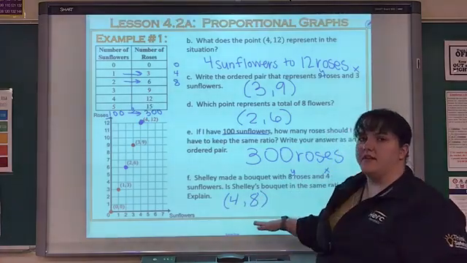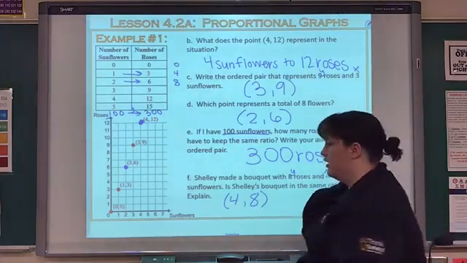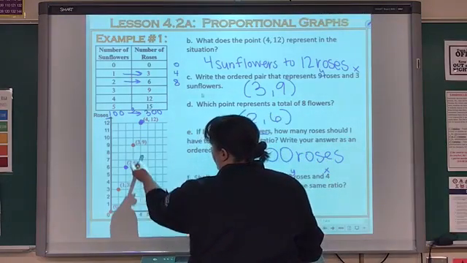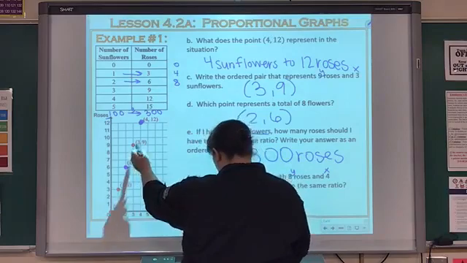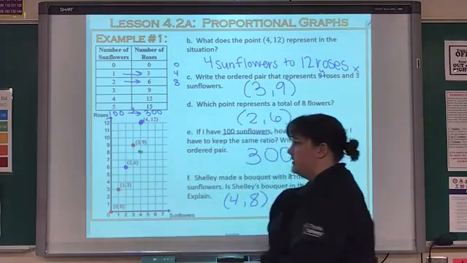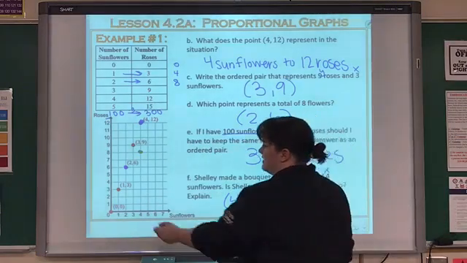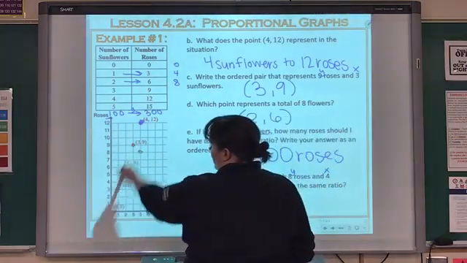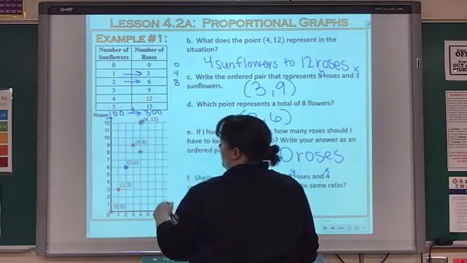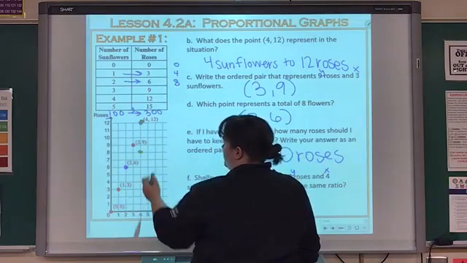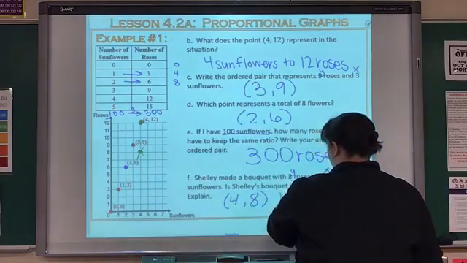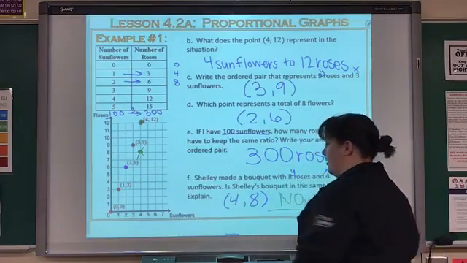And now let's graph it. Let's see, is this proportional? So if we go to the right 4 for our x value, and then up 8 for our y value, is this point proportional to what we have? Well, it's not, because it isn't even in the same line as all of these other ones. We already have a point where if we have 4 sunflowers, we know that we need 12 roses, so that is not going to be of the same ratio.